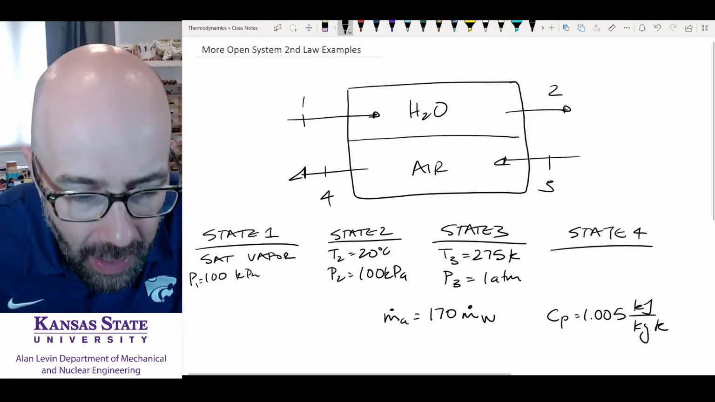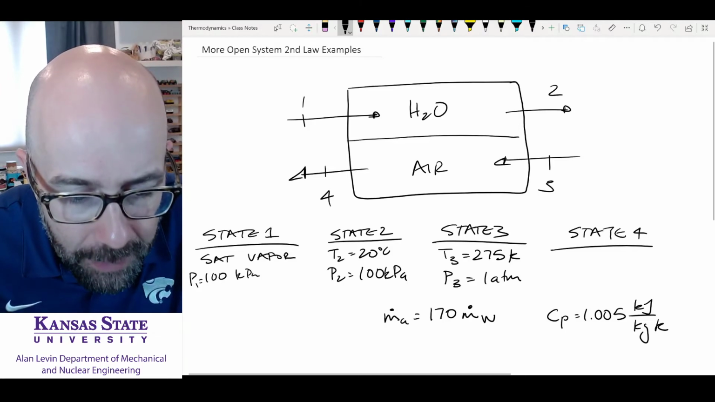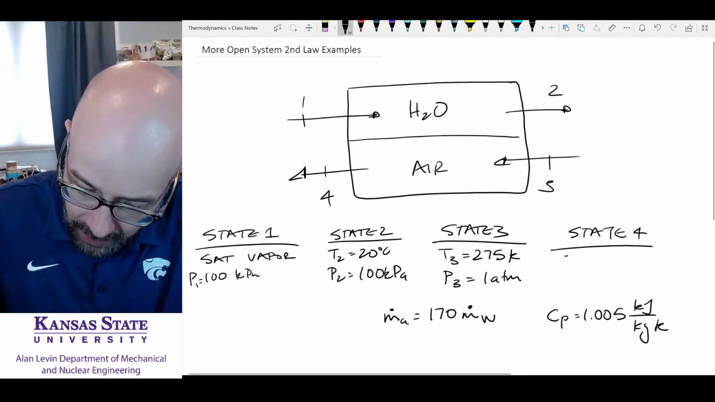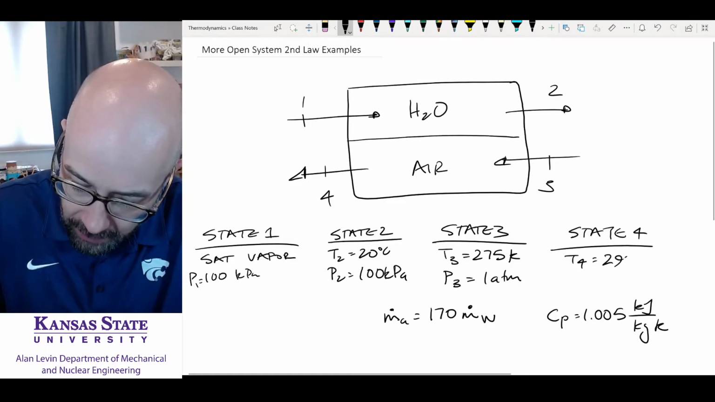Okay. They told us also here, I skipped a line, state 4. Ambient air exits at 290 Kelvin. So temperature 4 is equal to 290 Kelvin.